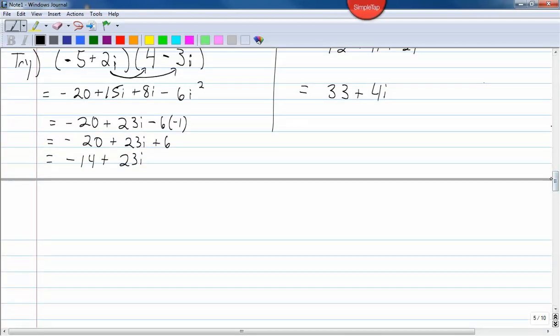Alright. And make sure we leave our answers separated like that. Real part, then imaginary part. So that's multiplying complex numbers. Alright. Now, dividing complex numbers.